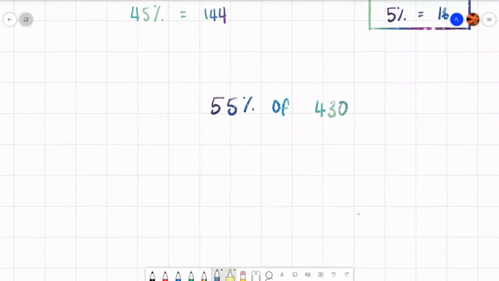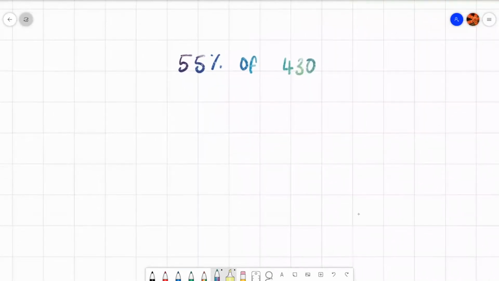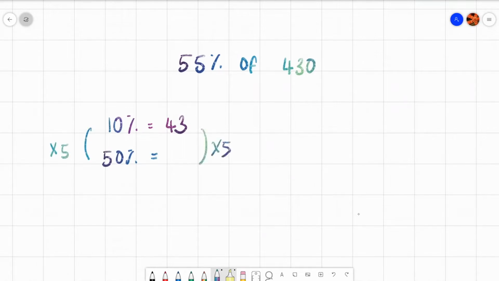55% of 430. So again, two different ways of doing this. You can do the traditional way where you start from 10% first, which is 43. And then you could go on to 50%, okay, by timesing by 5. Okay, if we do 43 times 5, we end up with 215. So again, you can use any method, the lattice method, the traditional multiplication method.